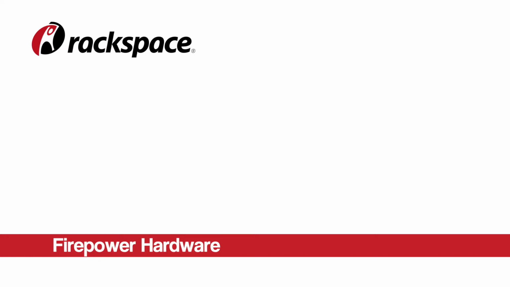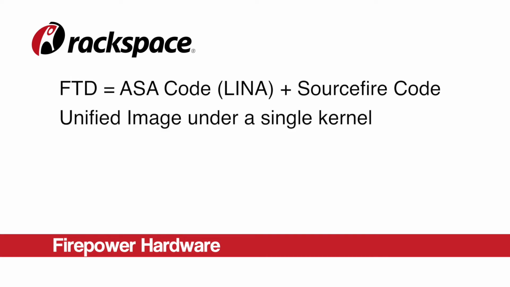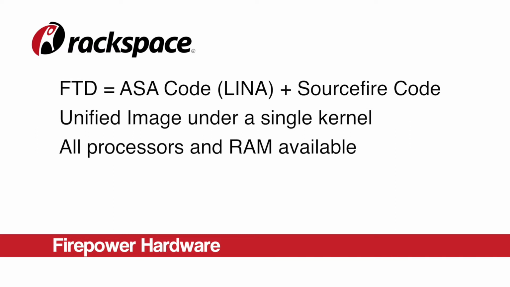Firepower Threat Defense is a new operating system that is a combination of the ASA operating system and the SourceFire operating system. This is a unified image that runs under a single kernel. The FTD kernel has access to all CPUs, RAM, and other hardware resources on the appliance.